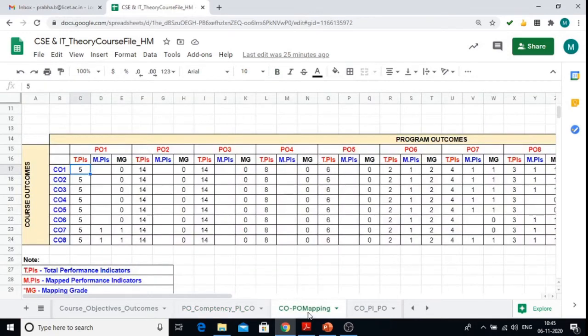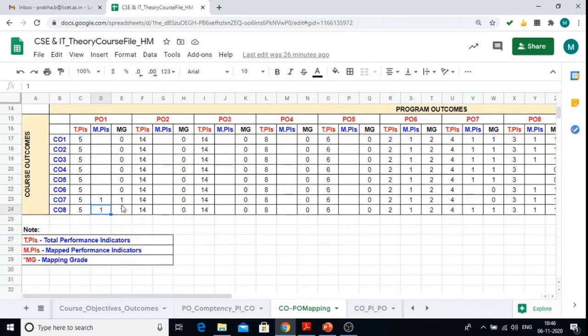So you have to go back to the PO mapping sheet. For CO7 and CO8, one performance indicator is mapping out of 5. So I have to put 1 under CO7 MPI, and for CO8 also I have to put 1 under MPI. Could you able to understand? Now we have to find the mapping grade, which is Mg.